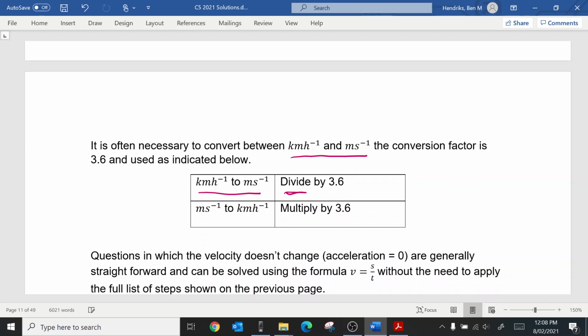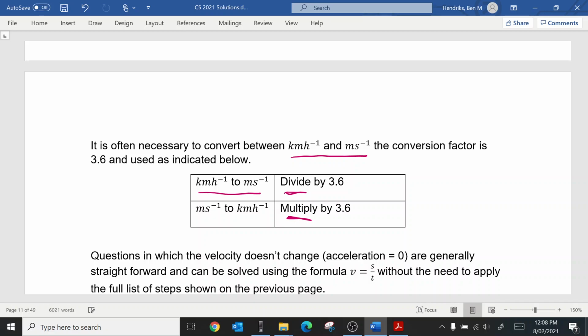And if we go the other way around, if we're given metres per second and we want to tell someone in kilometres per hour, we need to multiply. So we're going from something smaller to something bigger, so we multiply. Okay, that's just a simple rule for me to remember which one to use and when.